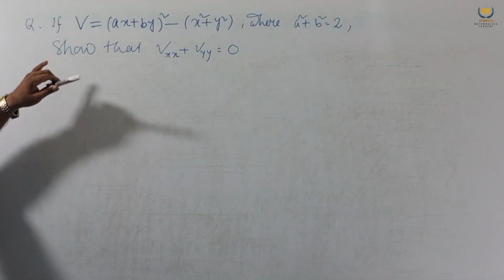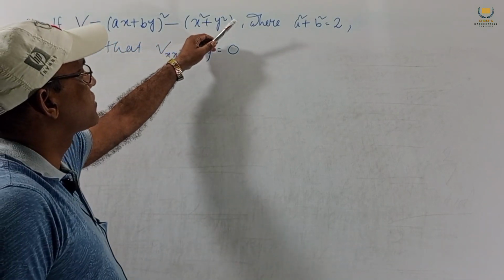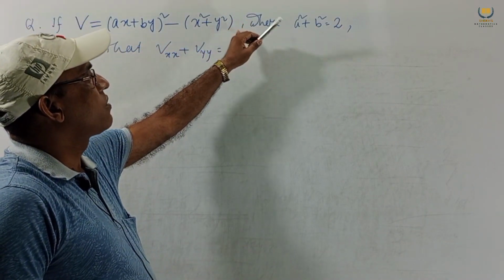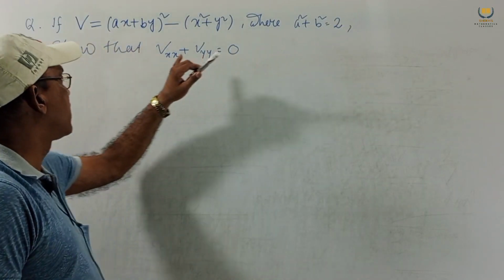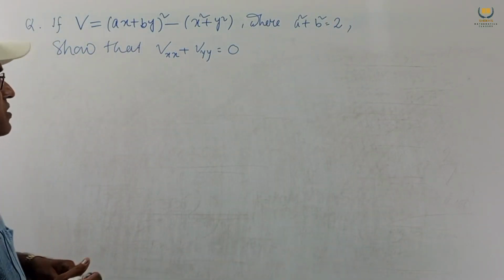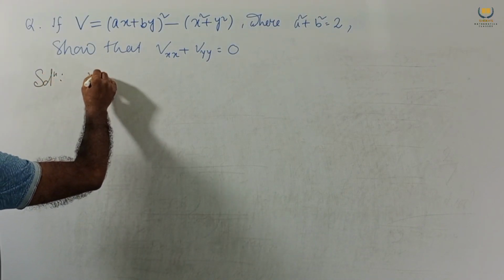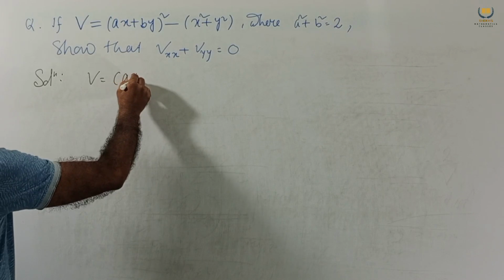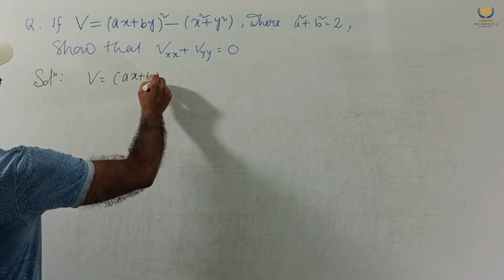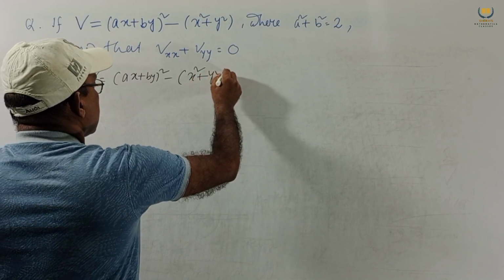Another problem: if v equals (ax plus by) whole square minus (x square plus y square), where a square plus b square equals 2, then show that vxx plus vyy equals 0. Now the solution starts. Here, given v equals (ax plus by) whole square minus (x square plus y square).